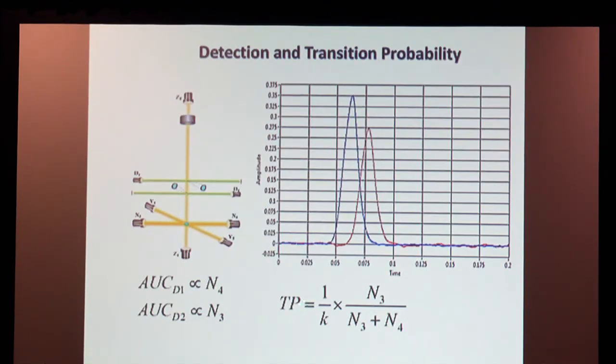So the transition probability is the number of atoms that have made the transition divided by the total number of atoms. This is the transition probability that we measure with this. And the number of atoms is deduced from the area under this curve.